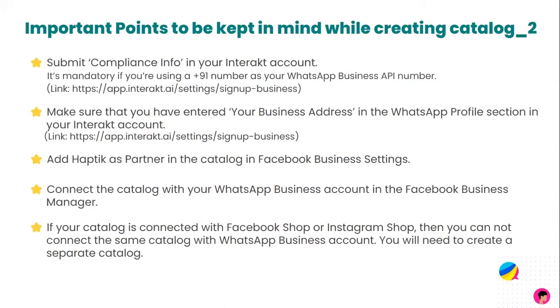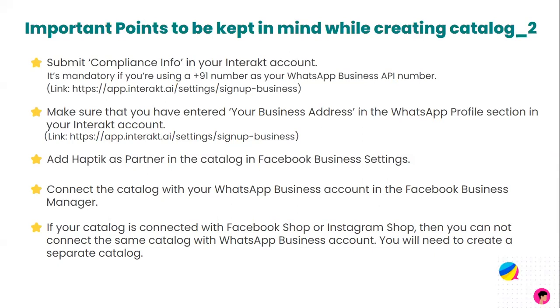Submit compliance info in your Interact account. Again, it's mandatory if you're using a +91 number as your WhatsApp Business API number. So compliance info, where you update your WhatsApp business profile, there you can just update the compliance info. It's basic information about your company. Make sure that you have entered the business address in the WhatsApp profile section.